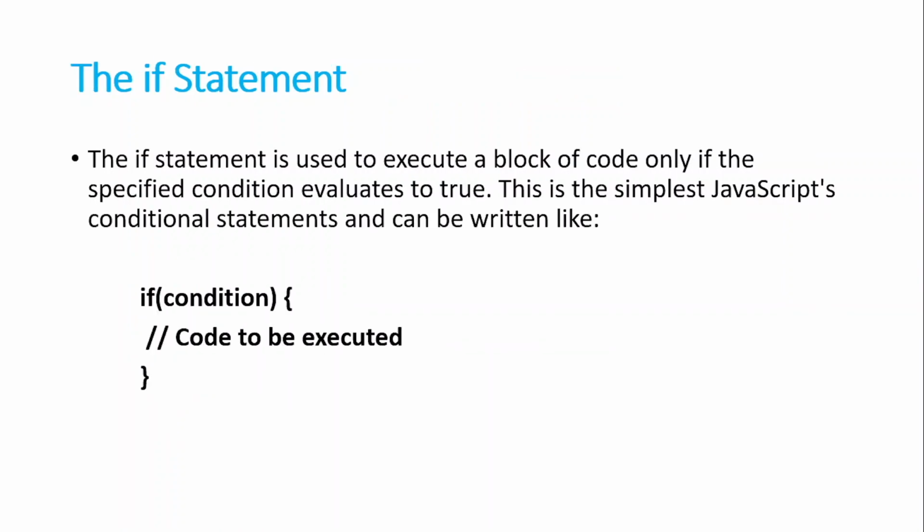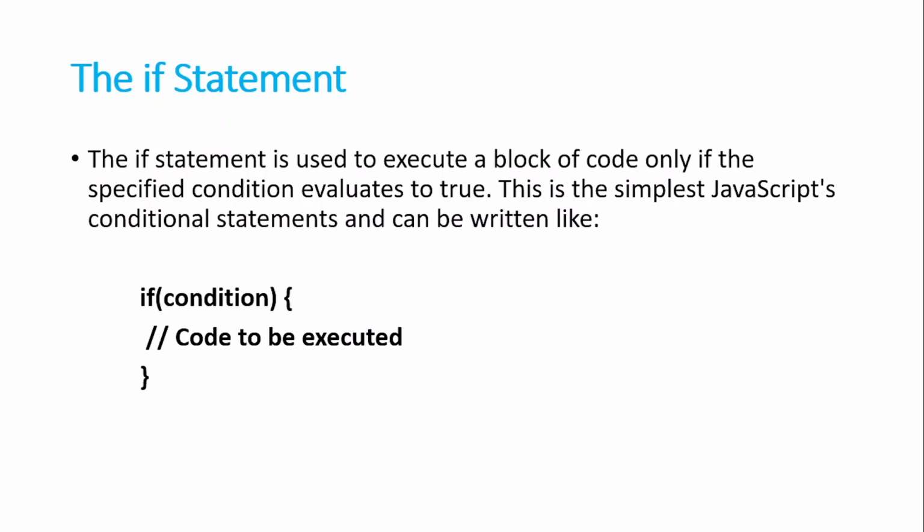So the first if statement is used to execute a block of code only if the specified condition evaluates to true. This is the simplest JavaScript's conditional statement and can be written like this. So you can see we have this if keyword, and then we have these parentheses. Inside that we'll be writing our condition. It can be any condition. We can use comparative operators that we understood in the previous videos. We can use greater than, less than, equal to, not equal to, all these operators to check conditions.